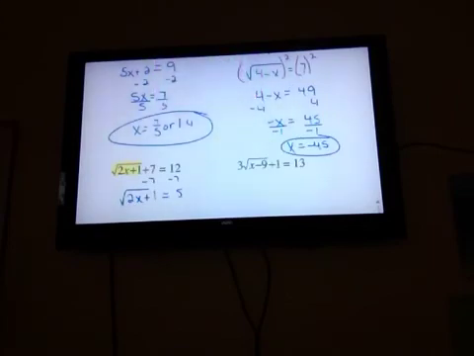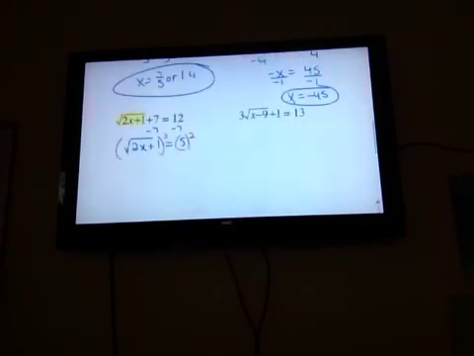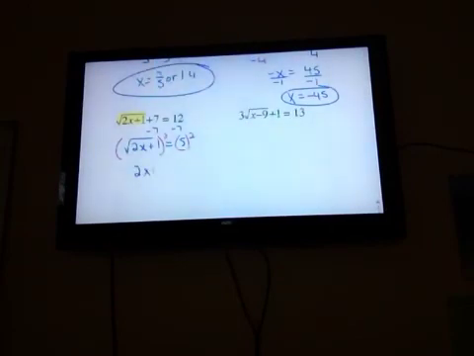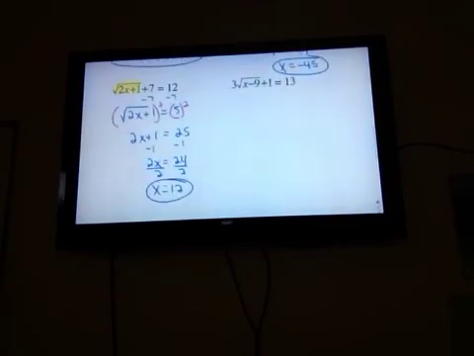Now I square both sides. So the square root squared gives you what's underneath. 2x plus 1 equals 5 squared, which is 25. And then continue solving. Subtract your 1 and divide by 2. Oops, sorry about that.